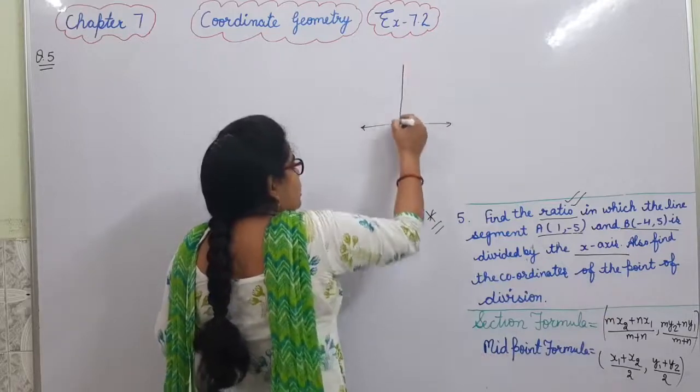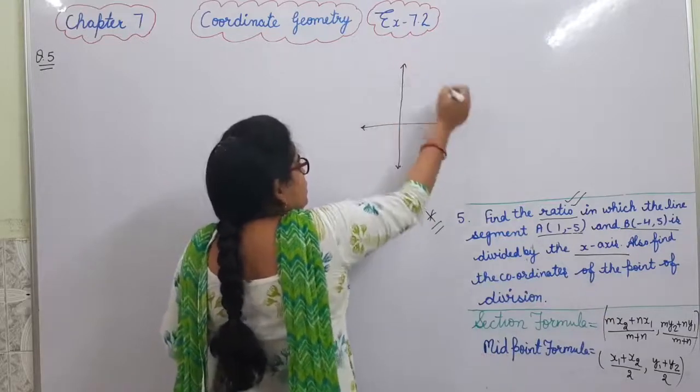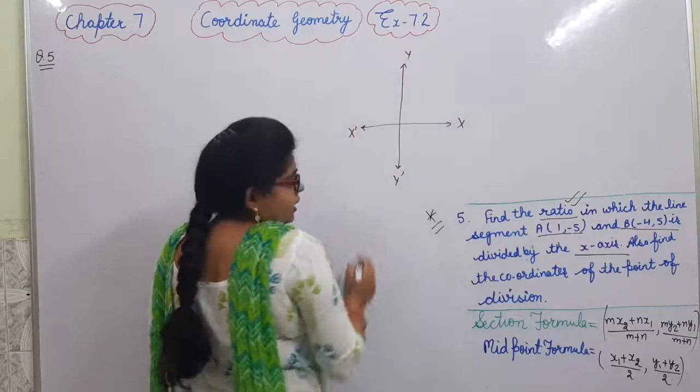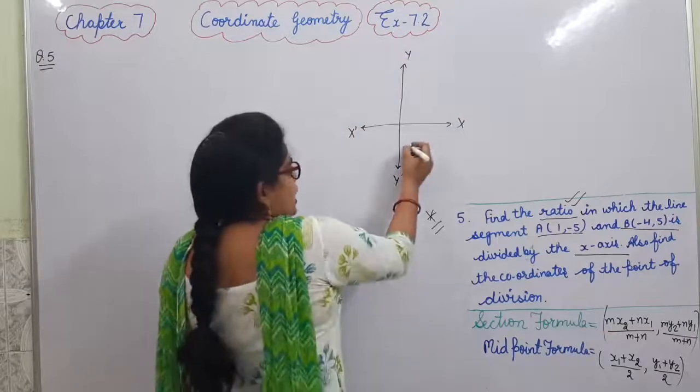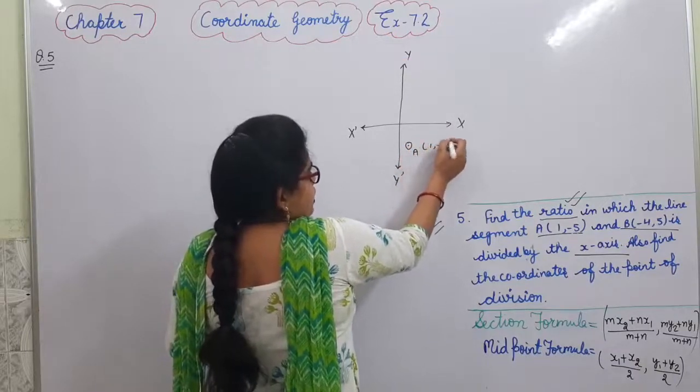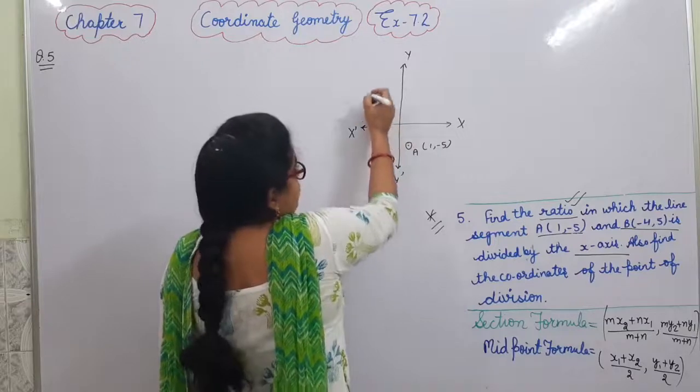Let this be x, x dash, y, y dash. A (1, -5) is here, and B (-4, 5) is here.